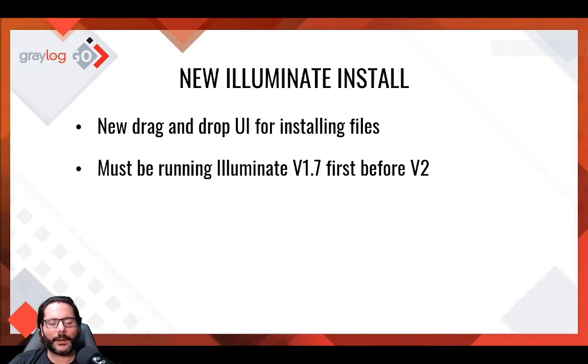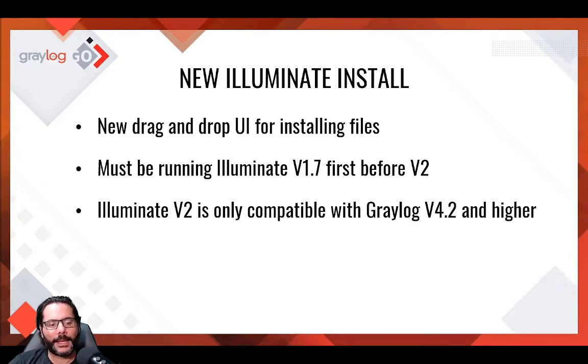You must have already upgraded to version 1.7 Illuminate prior to going to this release. So if you're on an older release of Illuminate, first install the upgrade to 1.7 on your release prior to version 4.2. Your Illuminate version 2 is only compatible with version 4.2 and higher.